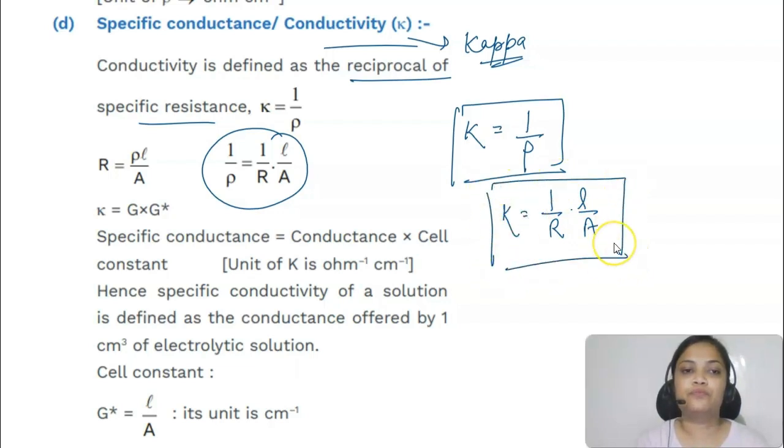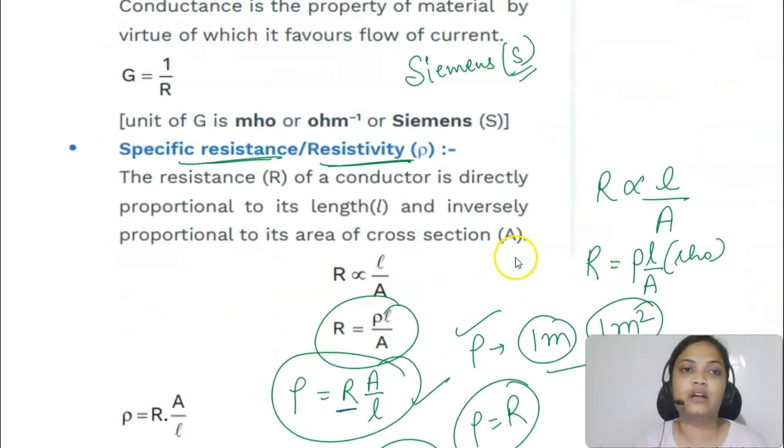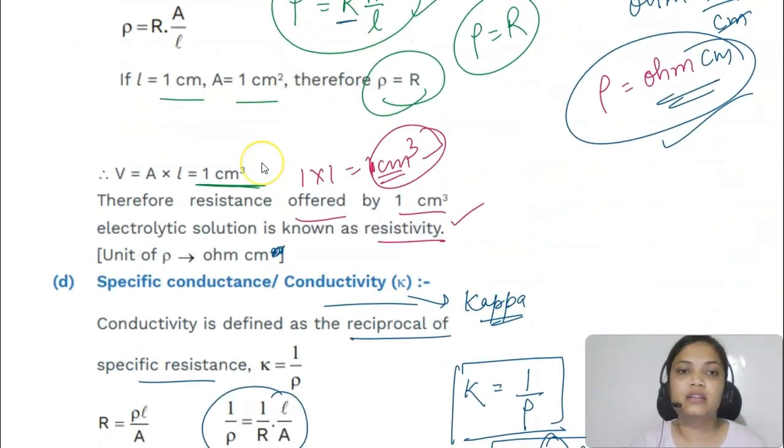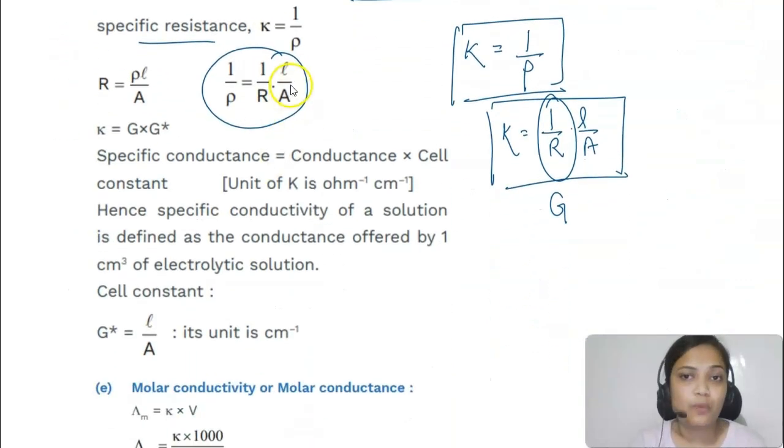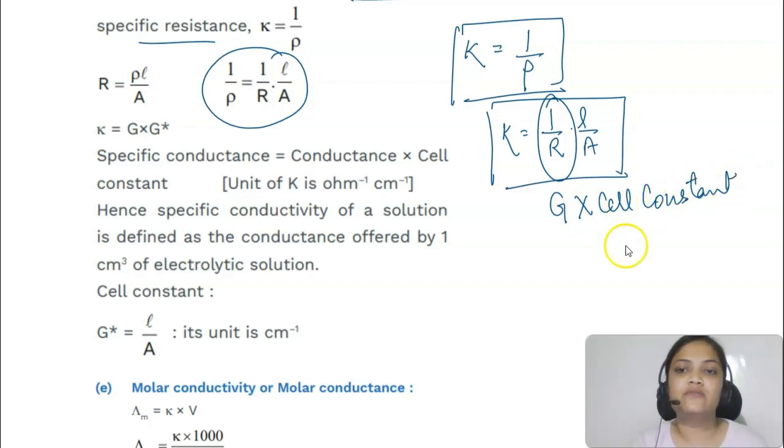Now what does this mean? I will explain this G and G star. 1 upon R, let us see what this is: it is the conductance of the cell. 1 upon R is the conductance of the cell, and L upon A is known as the cell constant, which is G star. So kappa is G into G star.